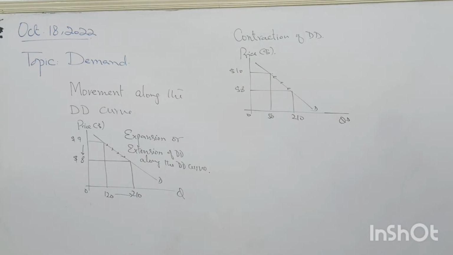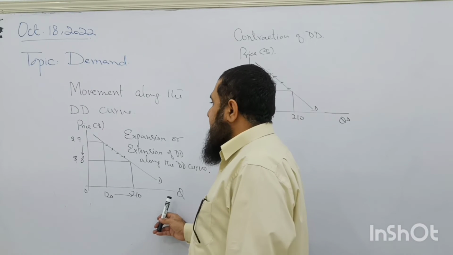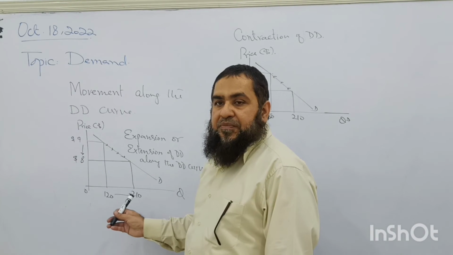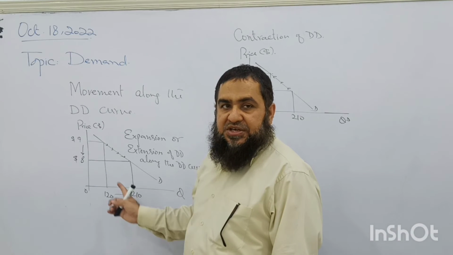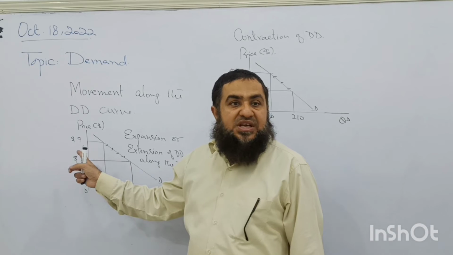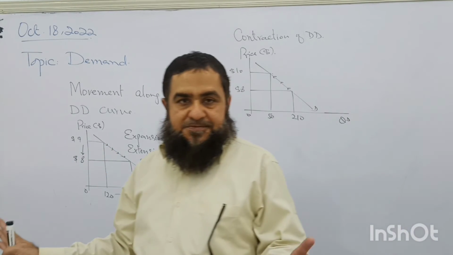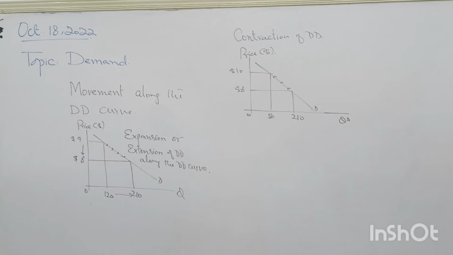What is that? Which factor will not cause a shift of the demand curve? So we can easily find this demand curve is showing us a relationship between price and quantity. This is the graphical representation of price and quantity. So if the price of the product changes, demand will move along the curve. There will be no shift. No shift of the demand curve when the price of the product changes.